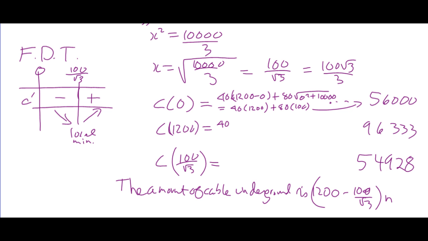And 1200 is 40 times 1200 minus 1200. That's 80. Plus 10,000. 96,333.